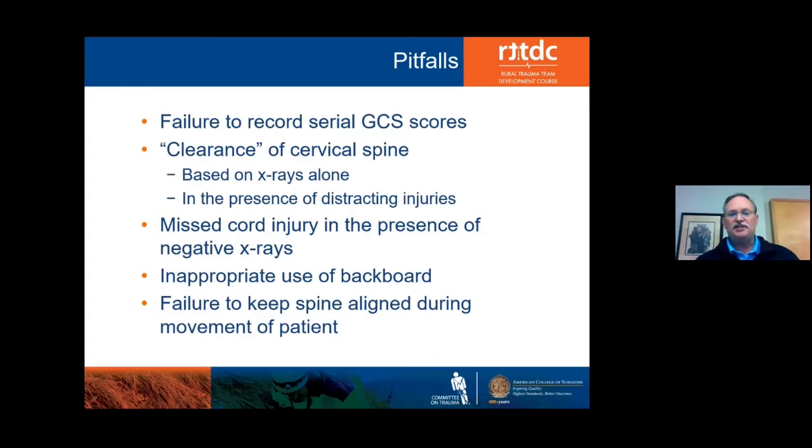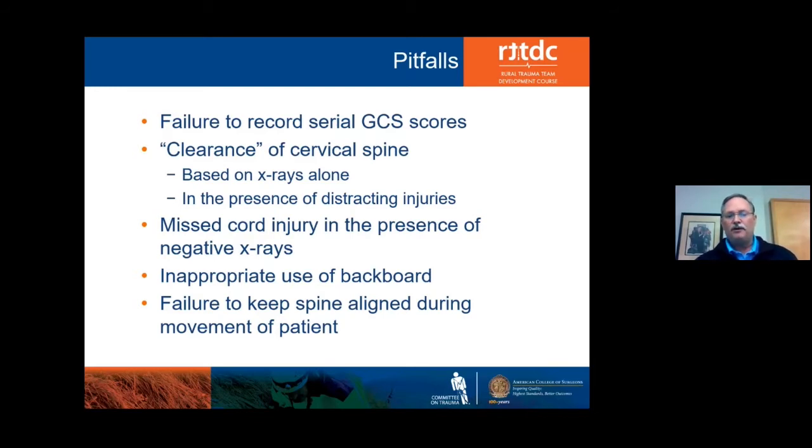Another pitfall is missed cord injuries in the presence of negative x-rays, especially with younger adults and children. You might not have radiographic evidence of an injury, but they still might have some spinal cord injury. So that's very important to note. Just because you don't see a fracture does not mean they don't have a cervical spine injury.